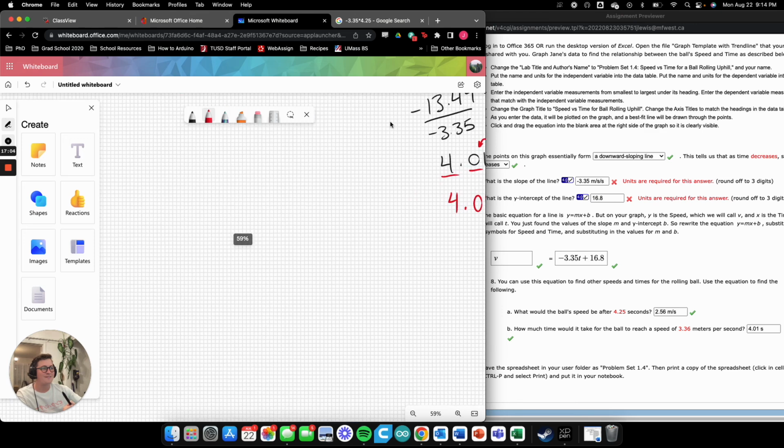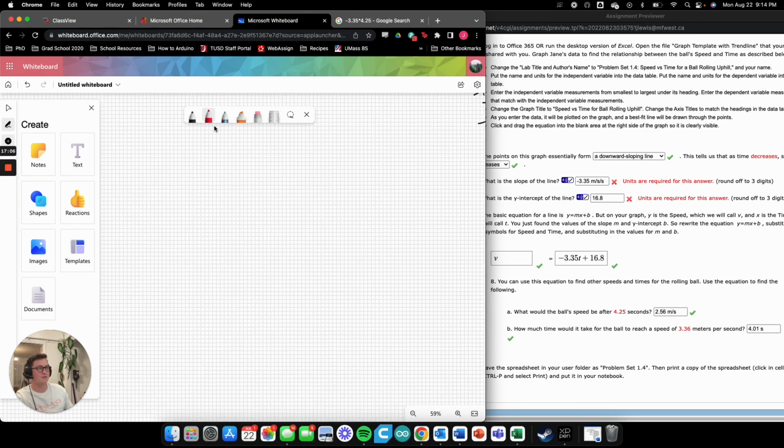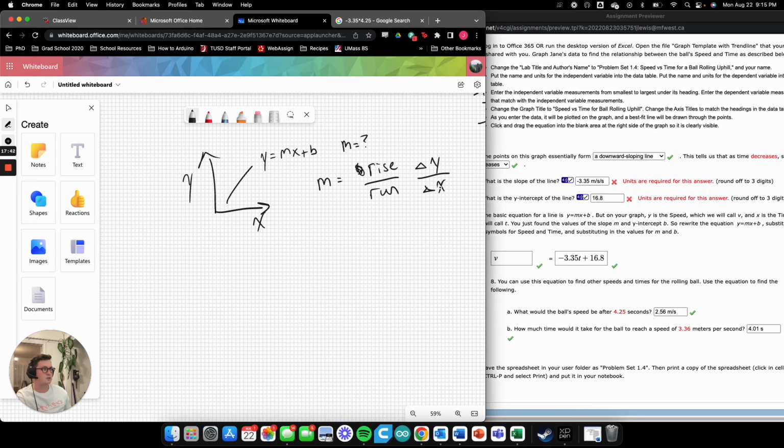Slope of the line. So the slope is measuring meters per second per second. Why is that? So let's just do a little bit of background on graphs. Okay, so we have our x and our y. And we know that a line is denoted by the equation y is equal to mx plus b. Where does m come from? Slope is rise over run. So essentially, you're going to be taking the change in y divided by the change in x.